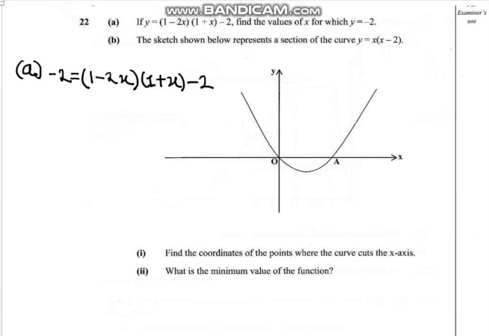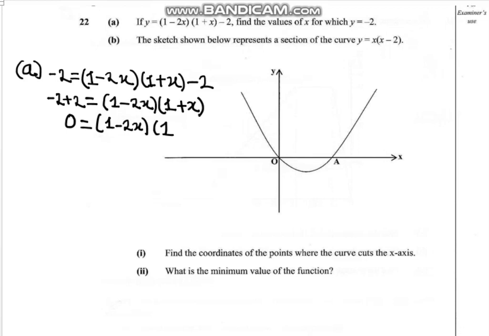The reason we've substituted this is because that's what is being given here. y is negative 2. And there's this minus 2 on the right side. If we take it to the left side, this will be negative 2 plus 2, and on the right side we remain with 1 minus 2x and 1 plus x. Negative 2 plus 2 is 0. So 0 is equal to (1 minus 2x)(1 plus x).